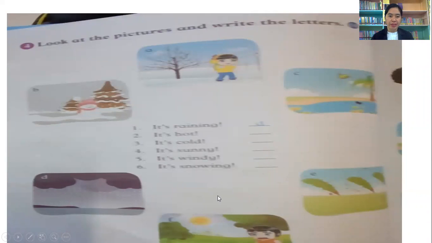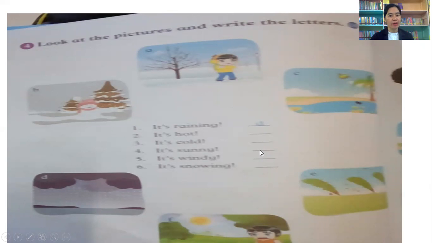Let's have page 46. Look at the picture and write the letter on the line. Example number 1, it's raining. So what is the letter for it's raining? Letter D. Then number 2, it's hot. Number 3, it's cold. 4, it's sunny. 5, it's windy. 6, it's snowing. Okay, you are going to write the letter on the line.